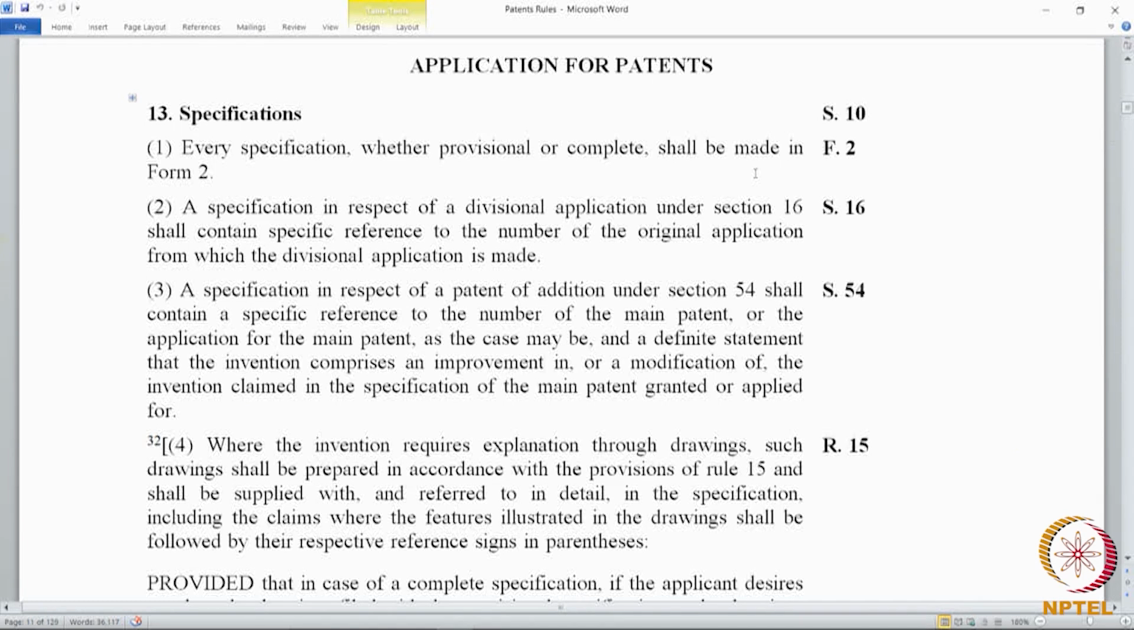So, there has to be a specific reference, as is the case with a section 16 application for a divisional patent, and a definite statement that the invention comprises an invention in or a modification of the invention claimed in the specification of the main patent. So, there has to be two things in the case of a patent of addition. One, the specific reference number to the main patent, and a statement that this invention, the patent of addition, is an improvement or a modification of what was mentioned in the main patent. Whereas in the divisional, the reference alone was sufficient. Here there is a reference and a definite statement.